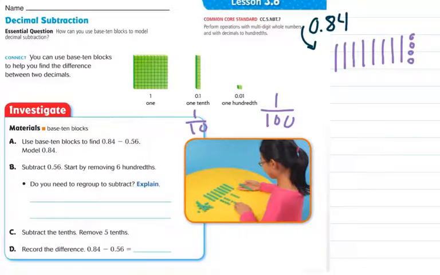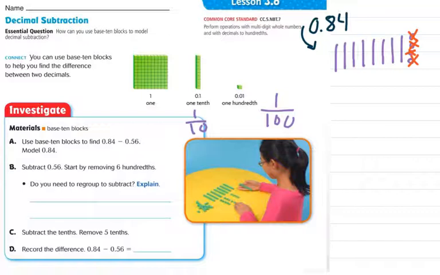Now in step 2, we're going to subtract 56 hundredths. So we're going to start by removing 6 hundredths, boys and girls. So let's cross off and try that. 1/100th, 2/100ths, 3/100ths, 4/100ths. What do we notice here, boys and girls? We notice that we can't subtract any more hundredths. So what we're going to have to do is regroup.